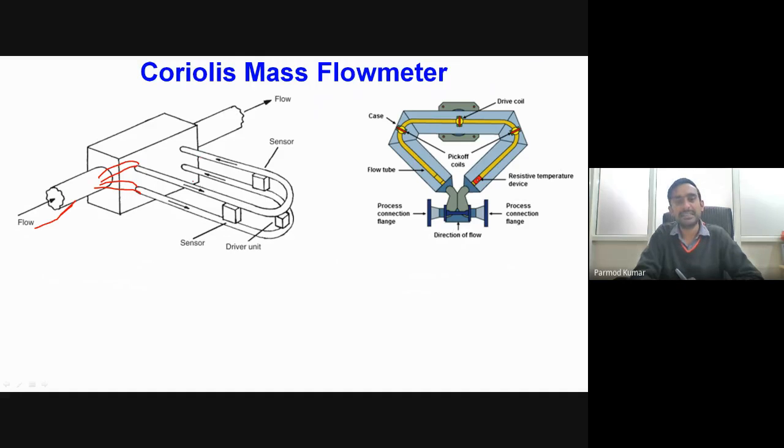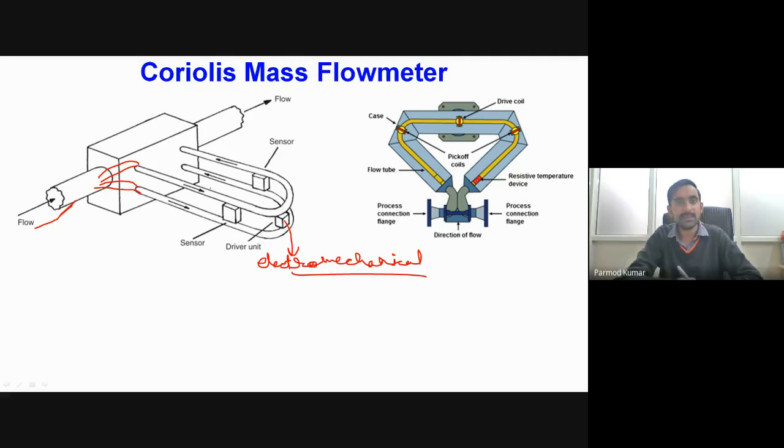Now in this particular section you can see we have a driver unit. This driver unit is an electromechanical transducer. We supply an electrical input in the form of electrical energy, and that input is converted into mechanical oscillations. So this driver unit provides the forced oscillations to these tube structures.